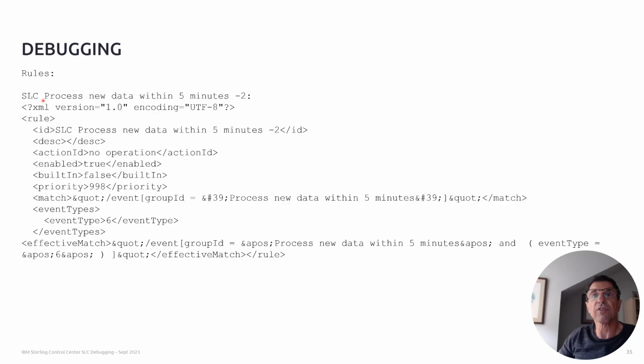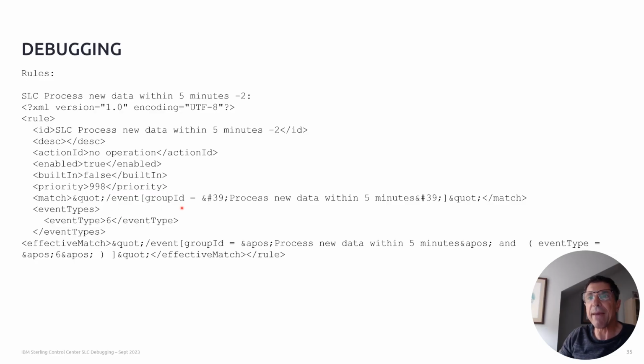This first one is called SLC process new data within 5 minutes -2. All of these definitions are in XML documents, and you have to look through that to understand what you're seeing, but the ID is going to have the name of the rule. There is no description. The action associated with this rule is the no operation action, one of the built-in actions that does nothing. You can see that the rule is enabled. It's not a built-in rule. You can see its priority. You might want to remember 998.